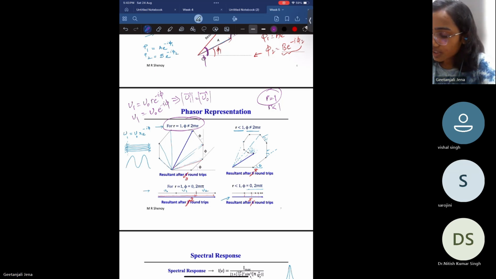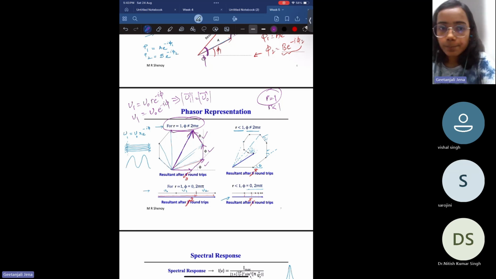Okay. So let's say this is u0. This is now u1, which is u0 times e to the power minus i phi. This will be u2, u3, u4, u5, u6, u7. So if you see what is the resultant phasor here, after the third round trip, let's say this is the first round trip, second, third, the resultant will be the blue curve here.